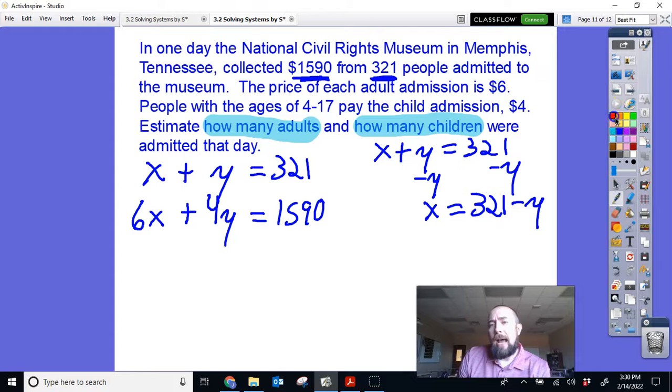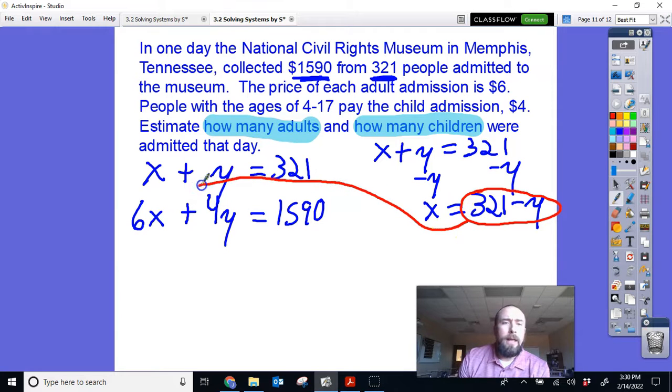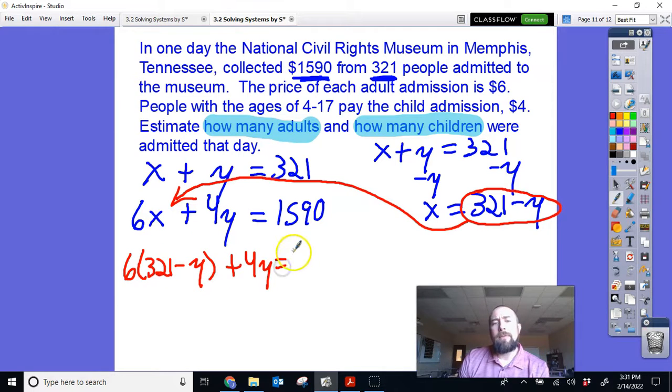But now I have something that is equal to x, and I can use the substitution method to plug this back into that equation over here for x. Again, make sure you plug it into the other equation. That's a big key. So we plug it in where the x is: 6 times (321 minus y), plus 4y equals 1,590. And then we are going to distribute this and solve.